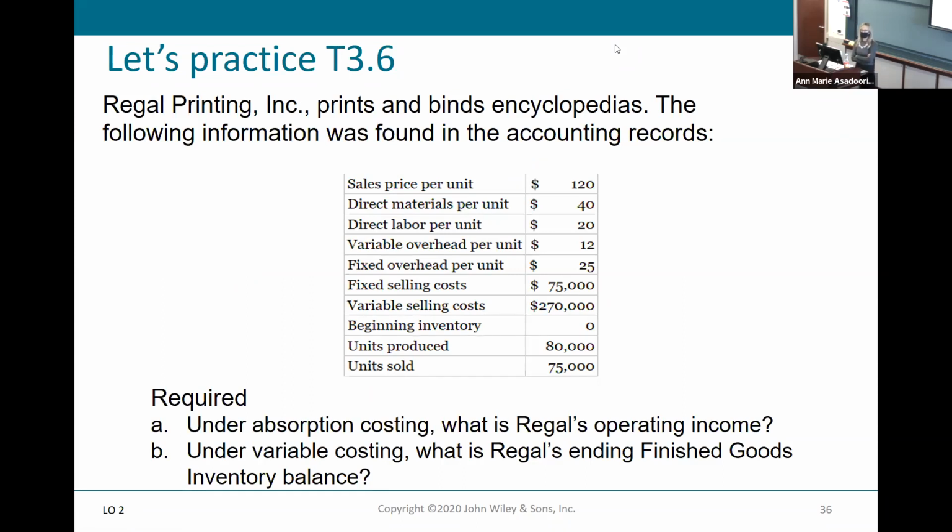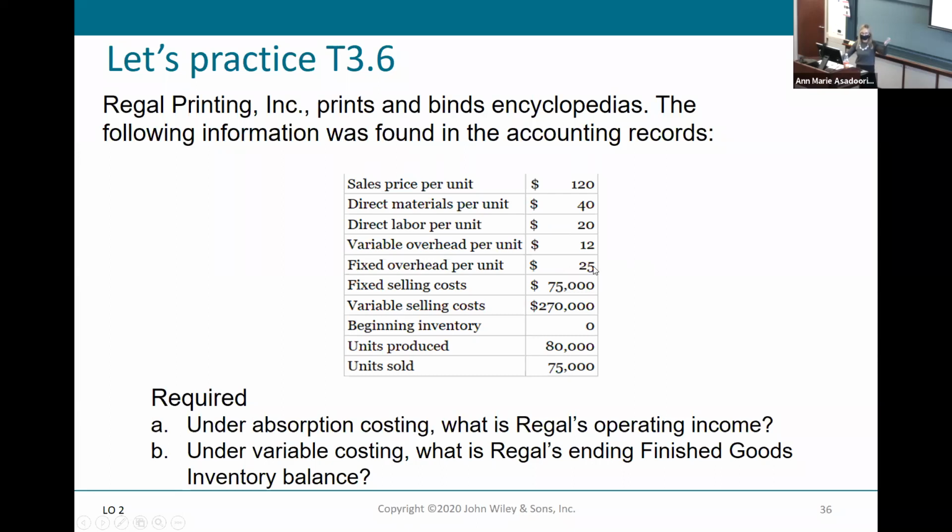Okay, so here's another question. I'm going to see if I can trick you here. I love to throw in these questions that look a little different. So here, Regal Printing Inc. prints and binds encyclopedias. Who does encyclopedias anymore? Here is your accounting information. Selling price. This looks just like the other problems. Direct material, direct labor, variable overhead, even easier than the other problems. I've done the fixed overhead per unit for you.